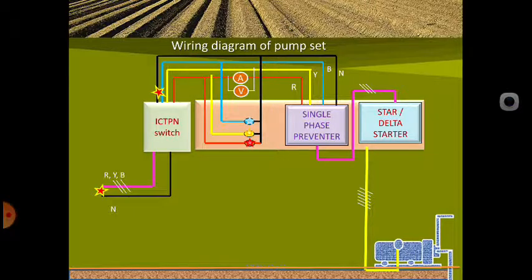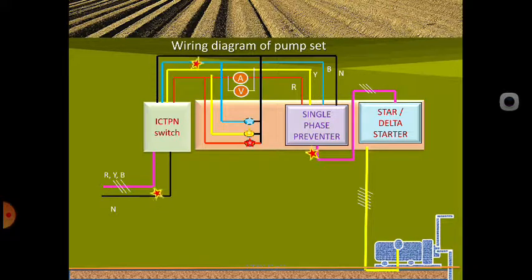Now after 3 phases are available and the 3 lamps are glowing, the 3 phase supply is coming. Then, if the single phase preventer is satisfied, it will automatically switch on the starter. From the single phase preventer, the supply goes to the star delta starter. From the star delta starter, 6 wires, which we have already studied, are connected to our motor.